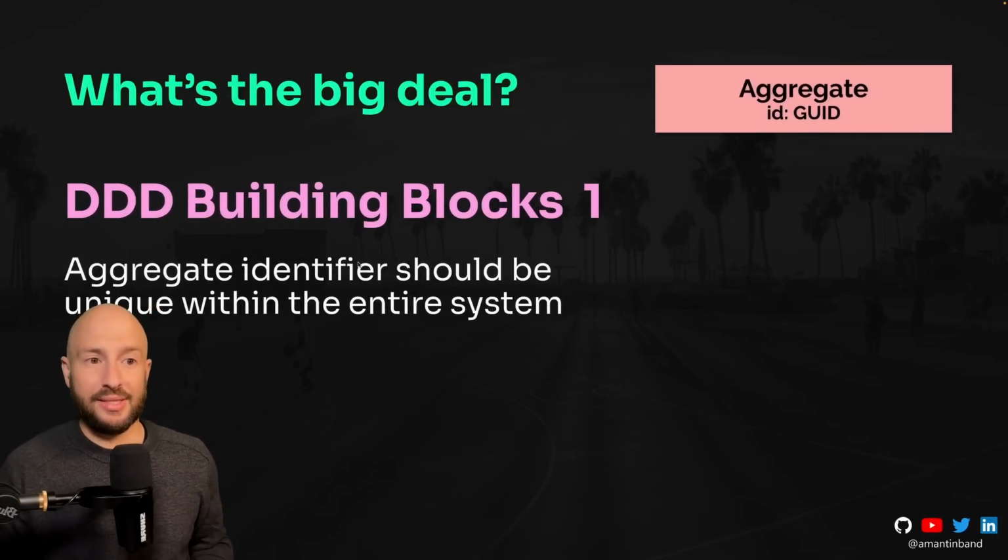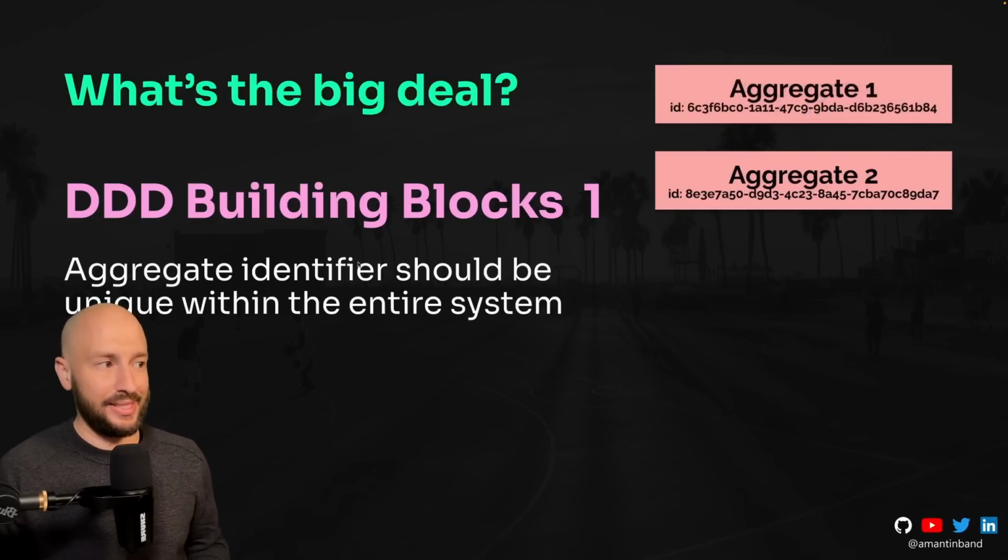Now, there are things that we talked about in domain-driven design that we want to enforce when mapping our aggregates to the database. This is something that is done wrong in many applications. So let's cover this. The first thing is that the identifier of the aggregate, the aggregate ID, needs to be unique within the entire system, which means that if we have two aggregates, aggregate 1 and aggregate 2, their IDs must be different within the entire system.